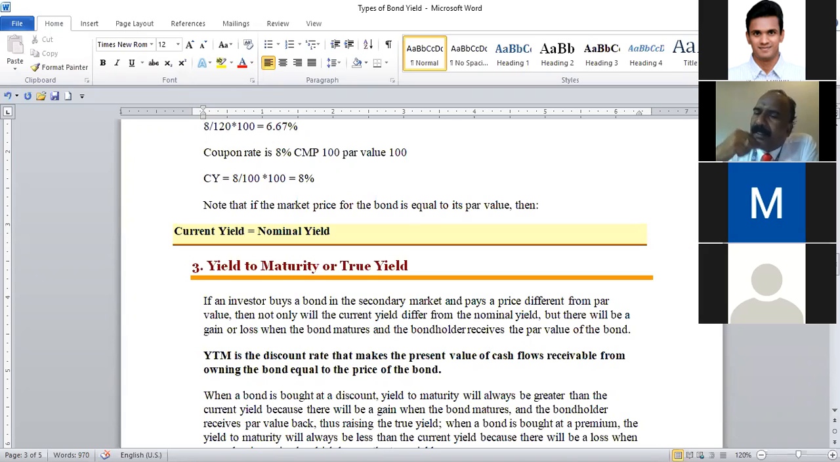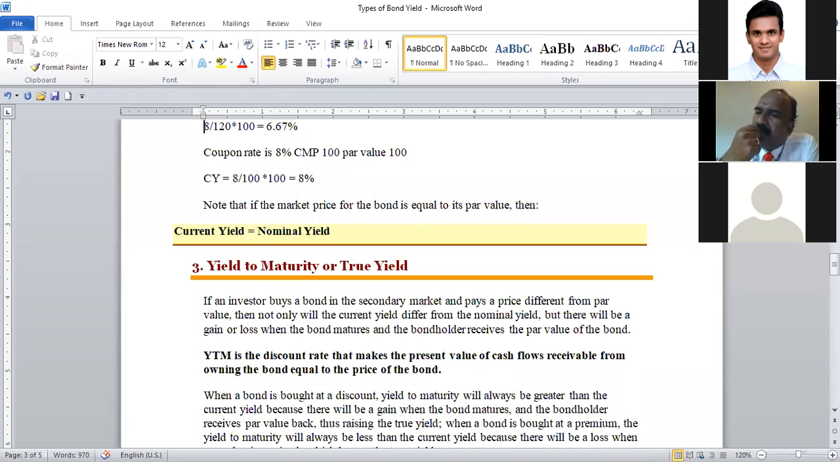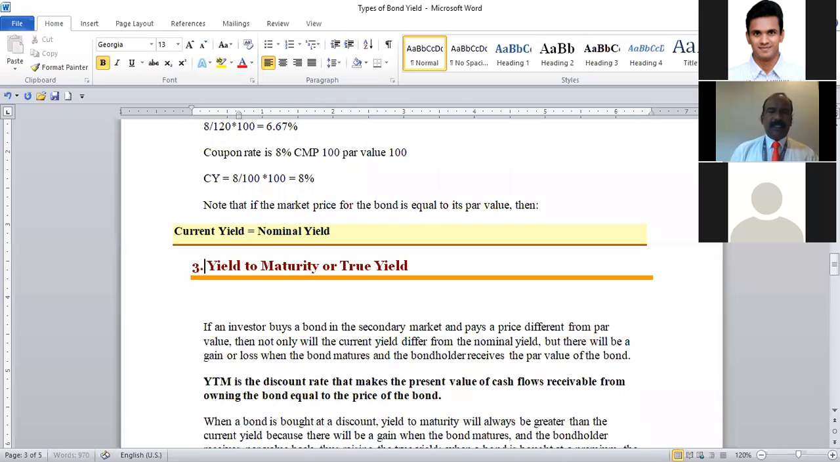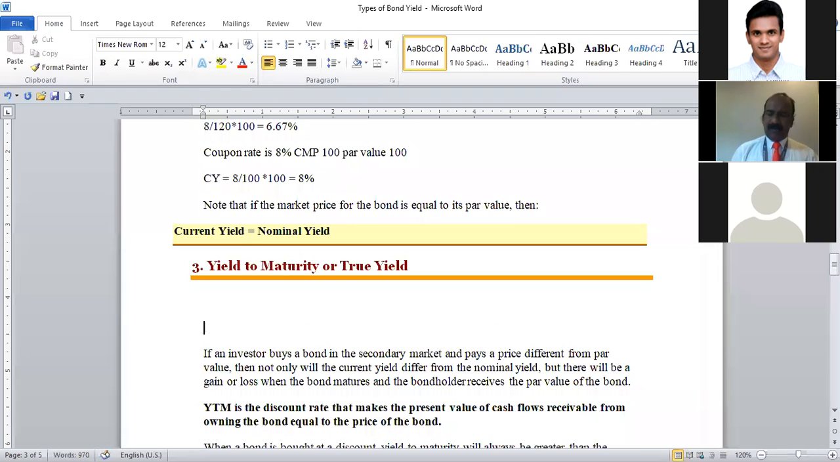Then the third one: I is less than R. The value of the bond decreases, because the present value of the cash flow decreases. Now, I'll take the example that we have calculated.